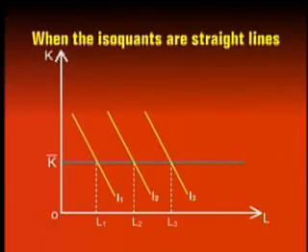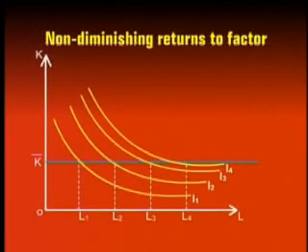Now, so far we've assumed that the isoquants are equally spaced. Remember that the spacing of the isoquants relates to returns to scale. So far we've assumed that the returns to scale are constant. But what happens if we are in the realm of increasing returns to scale? That is, the distance between I1 and I2 is greater than the distance between I2 and I3, and this is greater than the distance between I3 and I4, and so on.